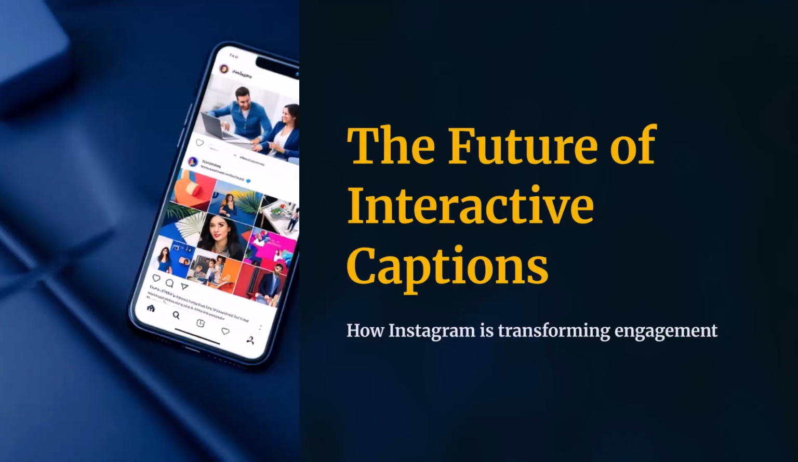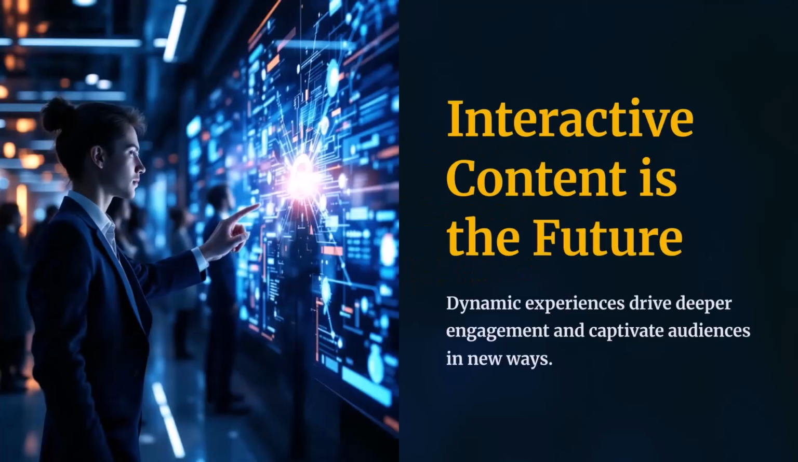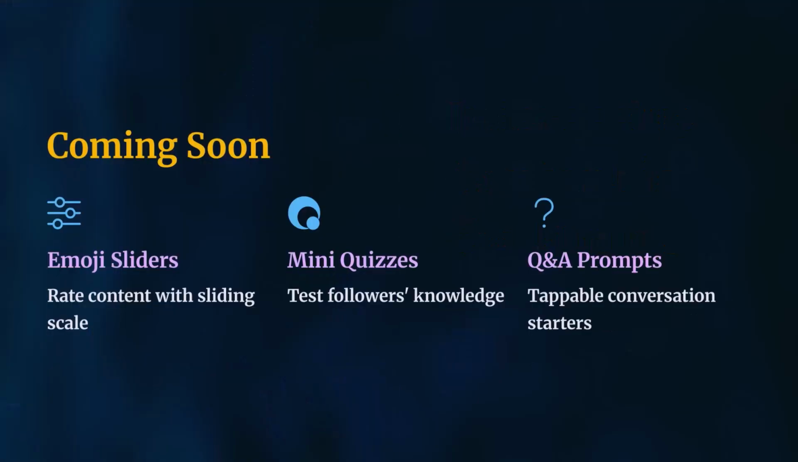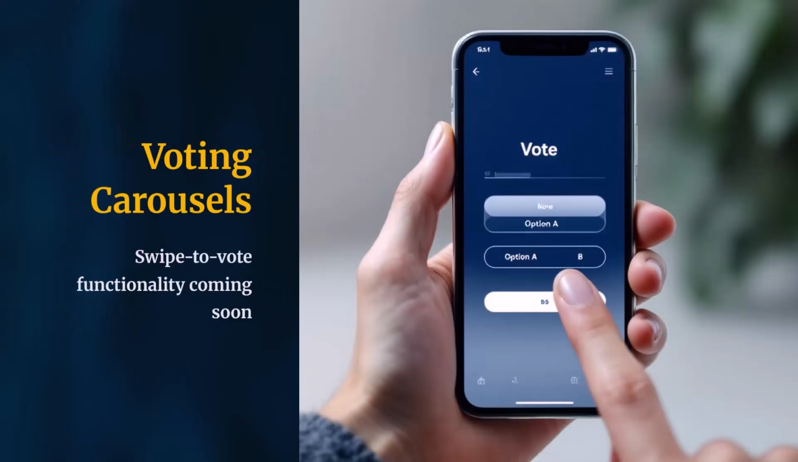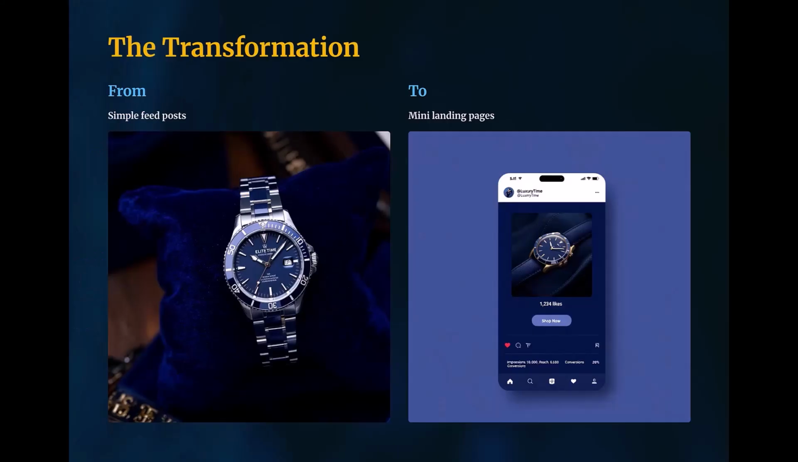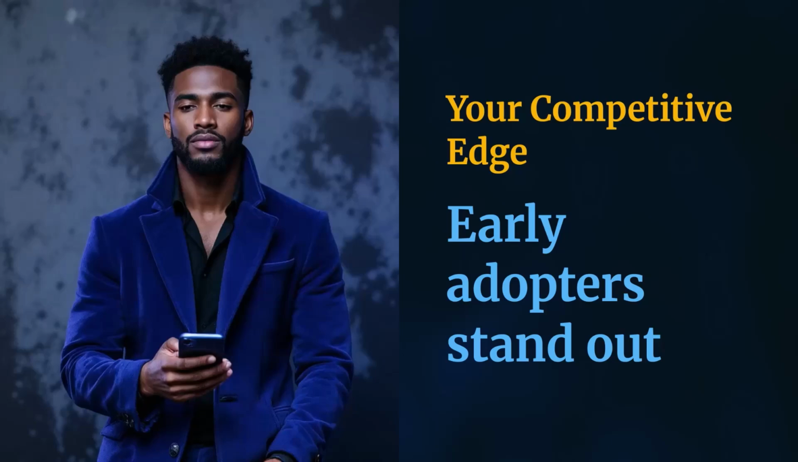Section 6. What's next? Future of interactive captions. Instagram has made it clear, interactive content is the future. In addition to polls, we're expecting to see emoji sliders in captions, mini quizzes under posts, tappable Q and A prompts, and possibly even voting-style carousels. This means your feed posts are becoming more like mini landing pages, with engagement baked in. So the earlier you learn how to use these tools, the more you'll stand out.